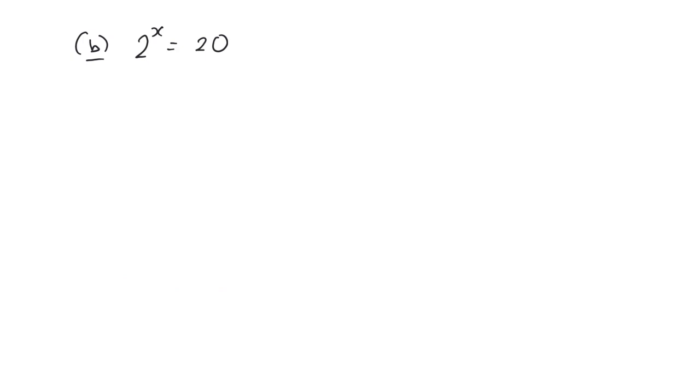Part B then, completely different type of question. 2 to the power of x equals 20. At the start of the year, you would have had questions like 2 to the power of x equals 16, where we could write both sides as 2 to the power of something, but we can't do that with 20. So if you can do it using your indices, and sometimes the question will tell you to use indices to find x, but we're going to take logs for this type of question where we can't write it all to the same base.